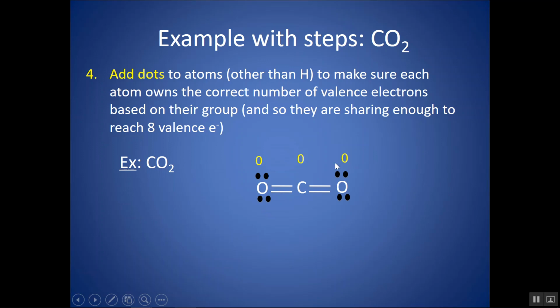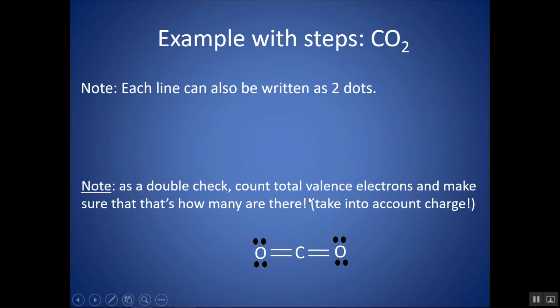And it's bonding enough so that it's as if there's an octet around all of these. Oxygen 2, 4, 6, 8. It's sharing enough to get to an octet. Carbon 2, 4, 6, 8. Oxygen 2, 4, 6, 8. But I haven't changed the amounts they actually own. So this is a great structure.